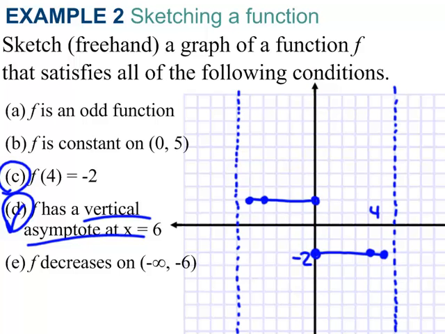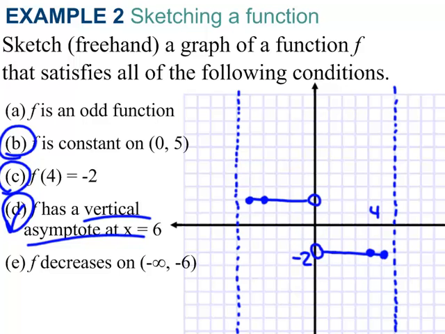So remember that it's constant from open interval 0 to 5. And so I'm going to fix that simply by turning those closed points into open points. And now I no longer have a conflict. I no longer violate the vertical line test. So I've got clue B implemented there. It's still an odd function.